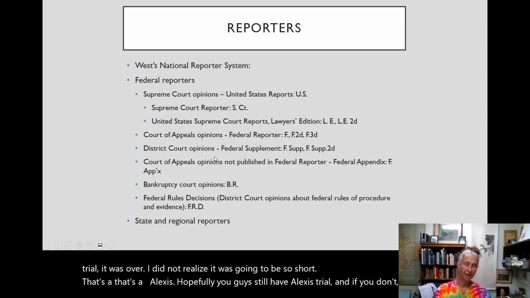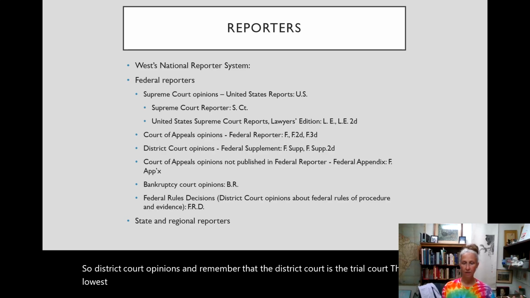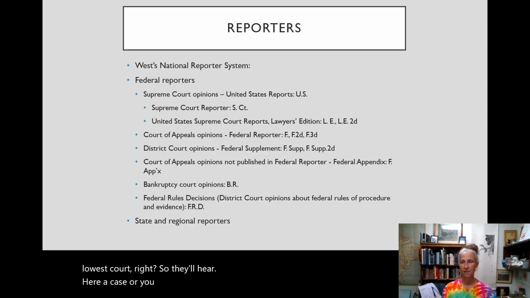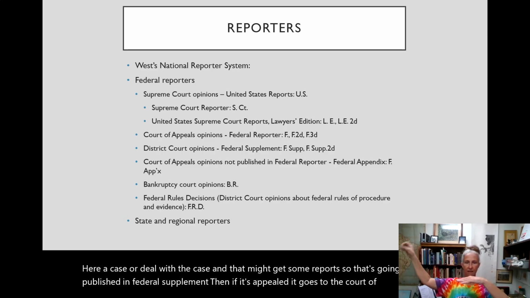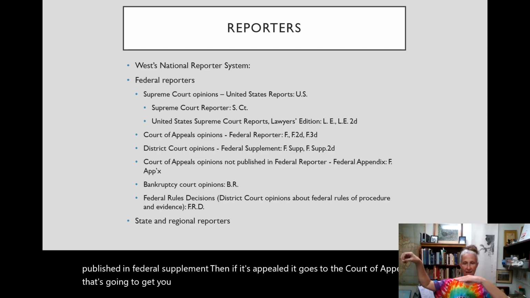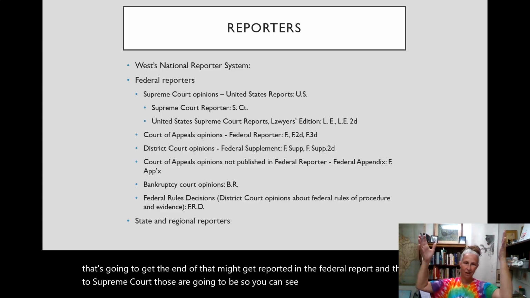So district court opinions, and remember that the district court is the trial court. That's the lowest court, right? So they'll hear a case or deal with a case, and that might get reported. So that's going to be published in Federal Supplement. Then if it's appealed, it goes to the Court of Appeals. And the end of that might get reported in the Federal Reporter. And then if it goes to the Supreme Court, those are going to be reported too. So you can see that Supreme Court opinions, there's not going to be as many.